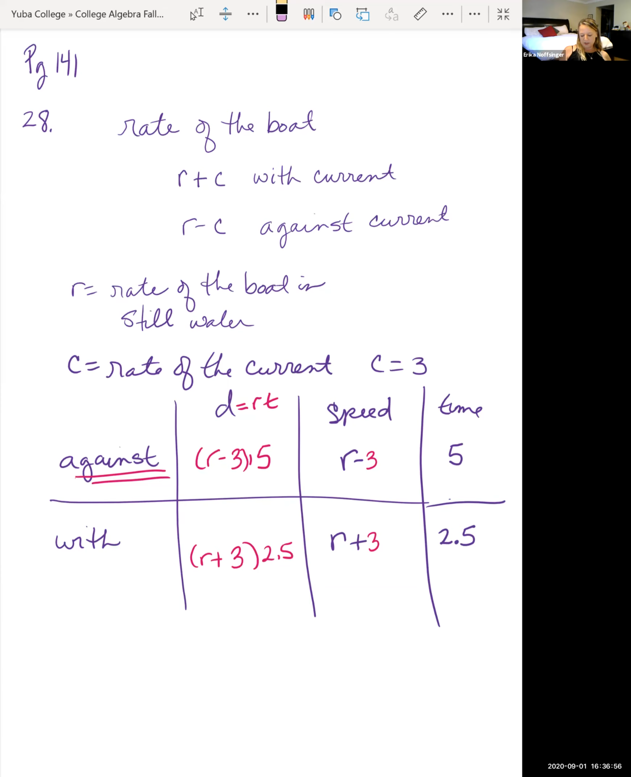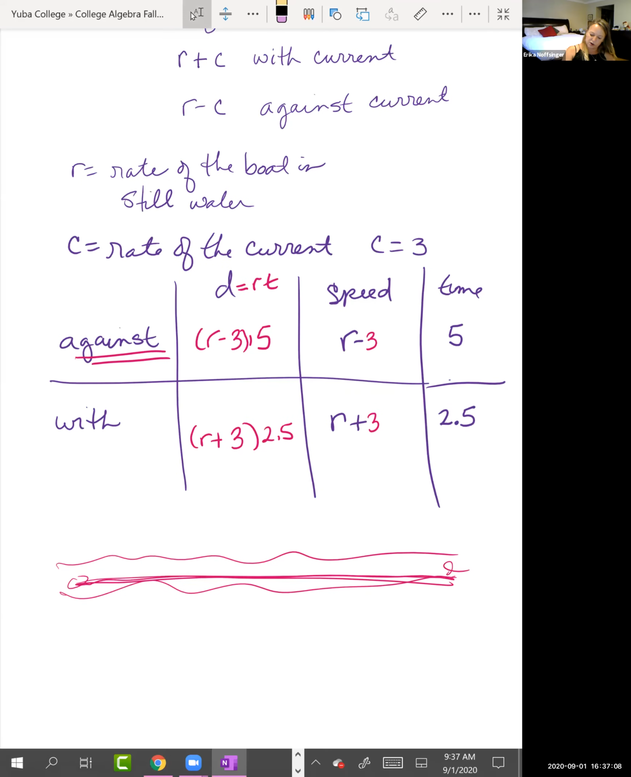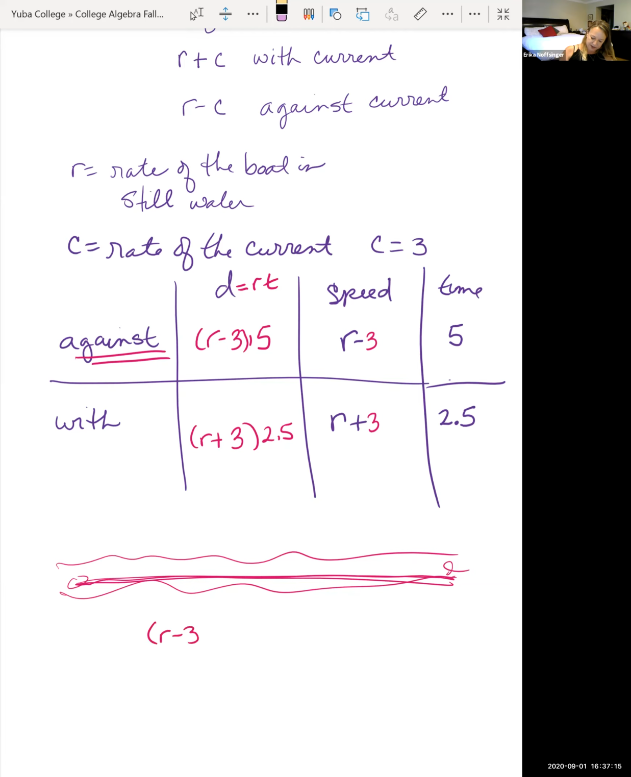Well, if you're going upstream and you turn around and come back, that distance is the same. So we know the distances are the same. And so we can just look at the distance it took to go up, which was R minus 3, that quantity times 5. This has to be the same thing as the distance coming home, R plus 3, all times 2.5.